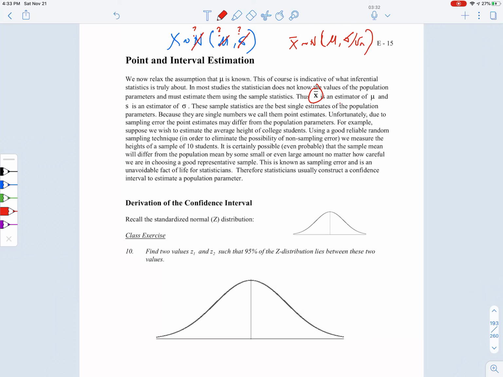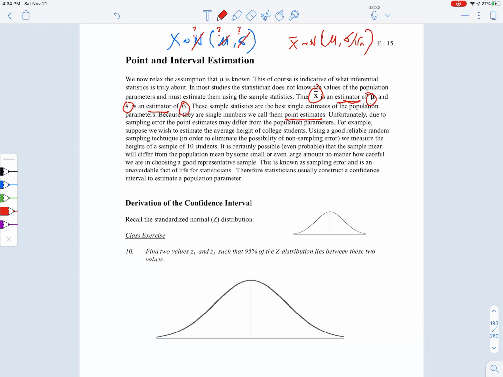It says that x bar is an estimator of mu, just like s is an estimator of sigma. In other words, your best guess as to what a population mean is, is a sample mean. Your best guess as to what a population standard deviation is, is the sample standard deviation. We call these things point estimates. So they're single numbers, which are our best guesses.